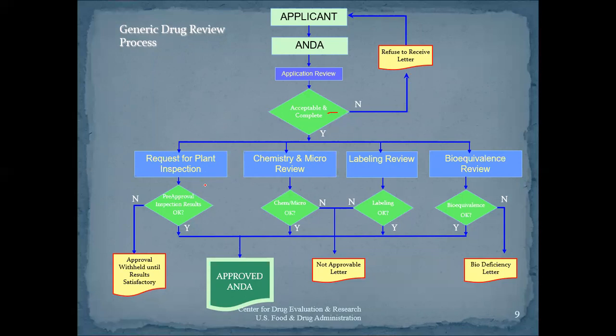Now, if any of these processes, plant inspection, chemistry or micro review, labeling or bioequivalence, are found inadequate, this particular drug is not approved. So for approval of these drugs, all these 4 passages, that is the request for plant inspection, chemistry and micro review, labeling review, and bioequivalence review have to be okay. And then an approval letter is issued.